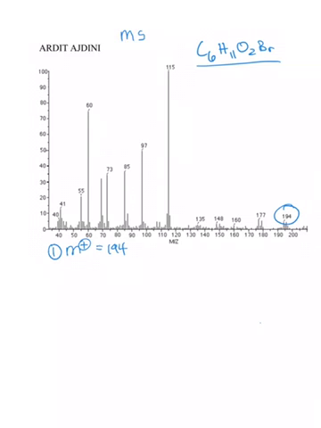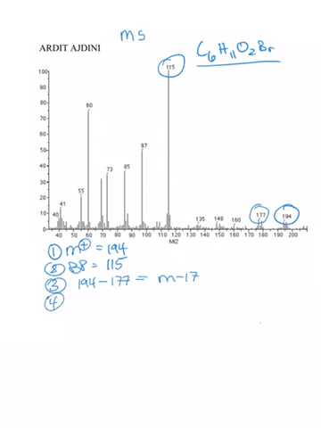Then we're going to move on to the base peak. This is the value that is highest up on this chart, so it's going to be 115. That is our base peak. Next, we're going to look at some fragmentation. We can see this by taking 194 minus 177, which is this value right here, and we get an M minus 17 fragmentation pattern for this graph.